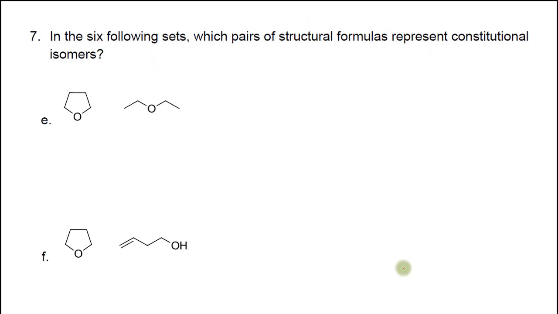All right, these are the constitutional isomers. This has 2, 4, 6, 8 hydrogens. This has 3, 6, 7, 8, 9, 10. So these are not constitutional isomers. This has C4H8O, C4H2, there's 2 here, 1, there's 2 here, and 2 here. So 2, 3, 4, 5, 6, 7, 8. Oh, so these ones are constitutional isomers.